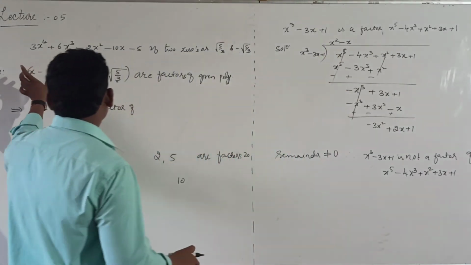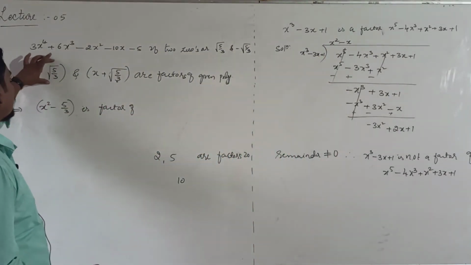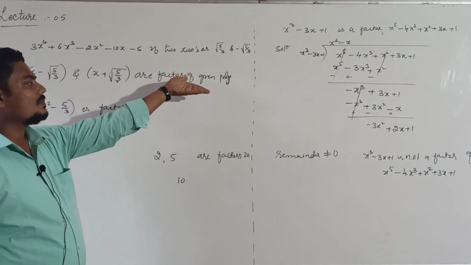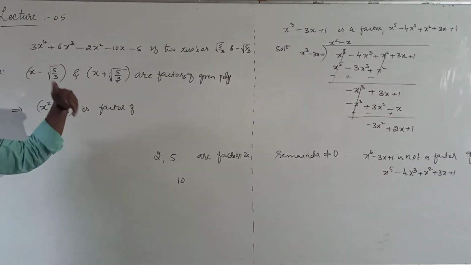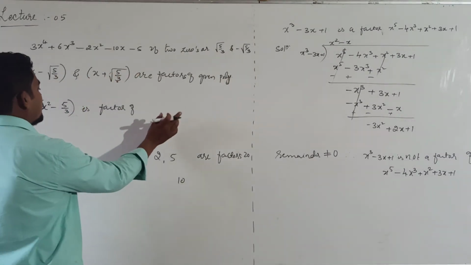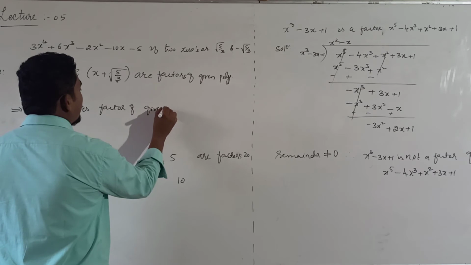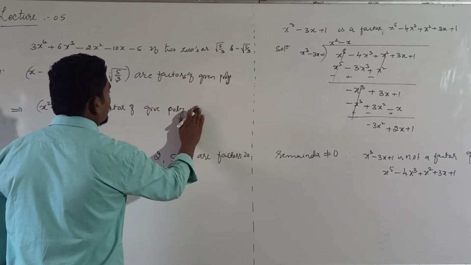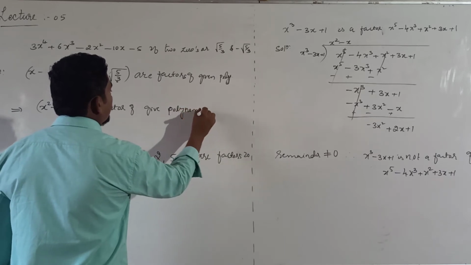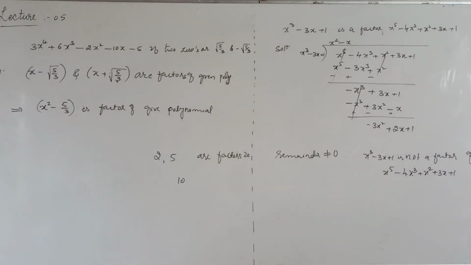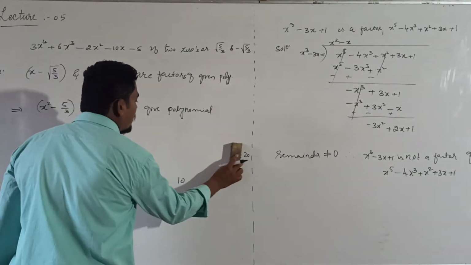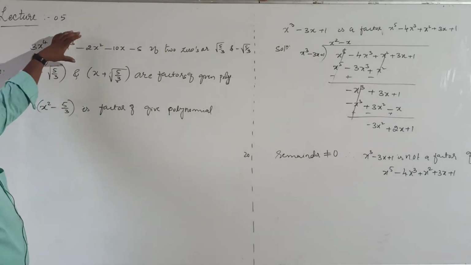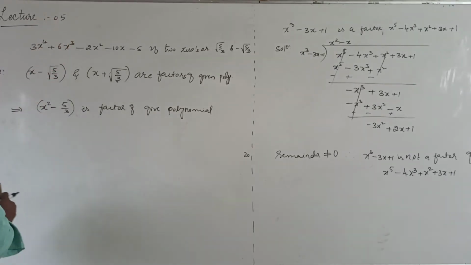In the same way, x minus square root of 5 by 3 and x plus square root of 5 by 3 are factors of the given polynomial, so their product is also a factor of the given polynomial. Factor means we can divide the given polynomial by it. Divide this polynomial by x square minus 5 by 3.